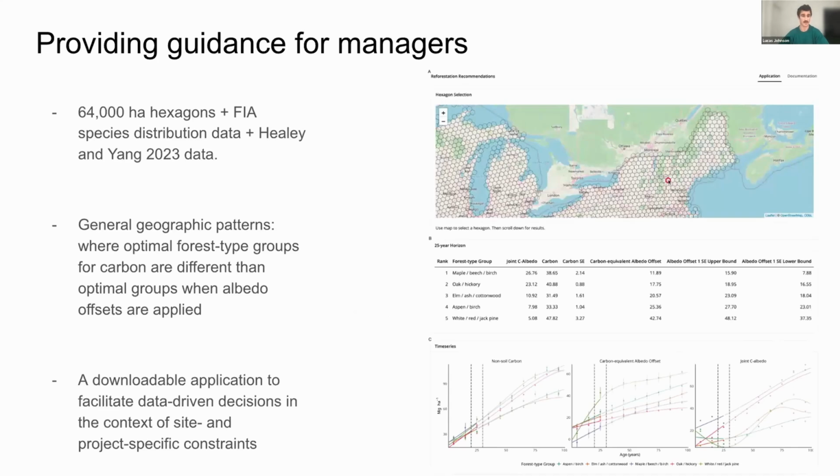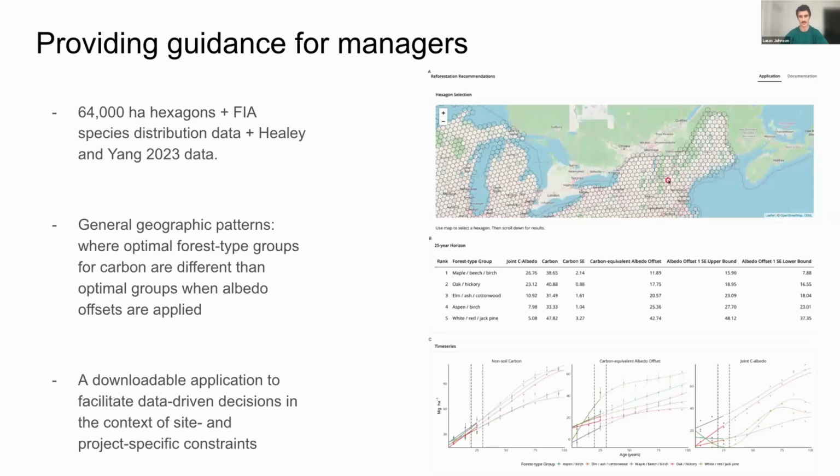We also provide a standalone application ranking all of the forest type groups within each hexagon on the basis of joint carbon and albedo. Through this app, we aim to empower managers to leverage this information within the context of their unique understanding of project and site-specific constraints. And this image of the app here on the right describes how it works.